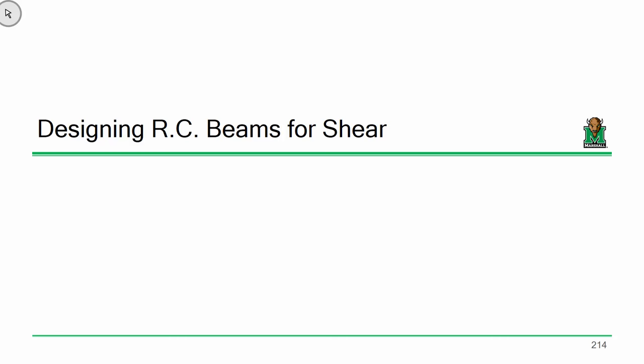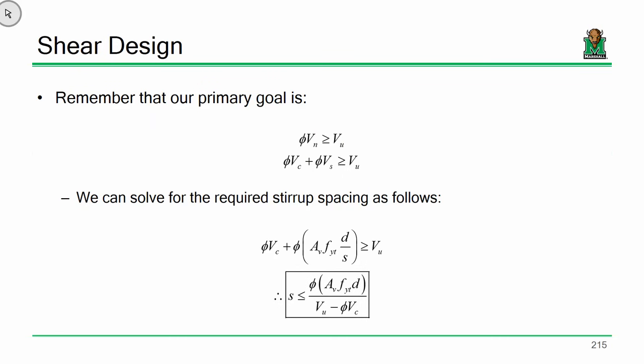Let's talk about designing for shear. When we design for shear, really what we're trying to do is figure out the spacing, okay? We can start off and assume we've got, let's say, a number three U-shaped stirrup, so we know the area of the steel reinforcement, we know the fy. When we're doing shear design, we're usually designing a beam that has already been sized for moment, so we know what the beam looks like, we know what d is, and we can calculate phi Vc pretty easily. The idea is just solve for s.